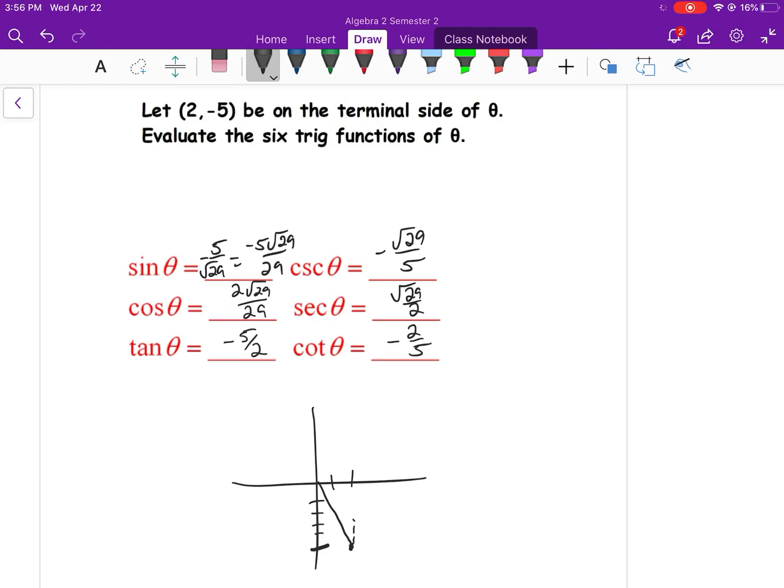that's putting us in the 4th quadrant. All students take calculus, okay? So cosine and secant should be positive in this case, which they were.